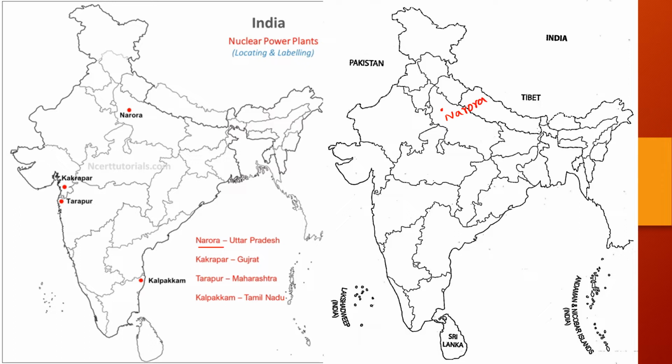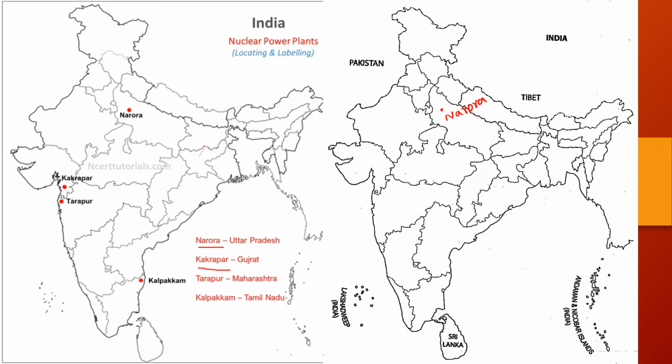You should be very clear in differentiating between the thermal plants and the other power plants. Clear. So this is Narora. It is one of the important ones, in Uttar Pradesh. And we have two others, which are near this, Kakrapara and Tarapur. This is Kakrapara, which is in the Gujarat region.